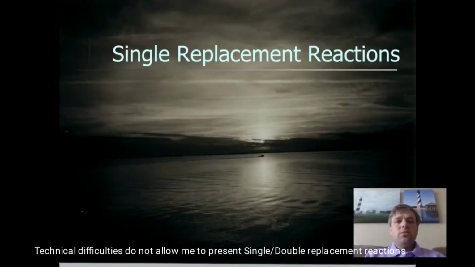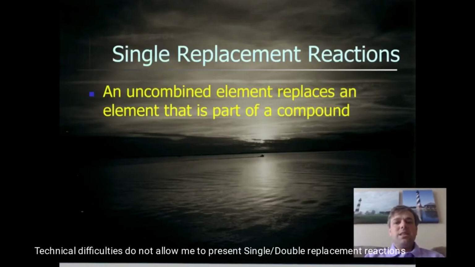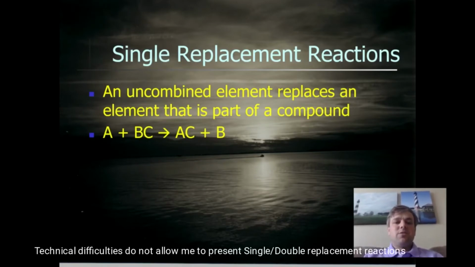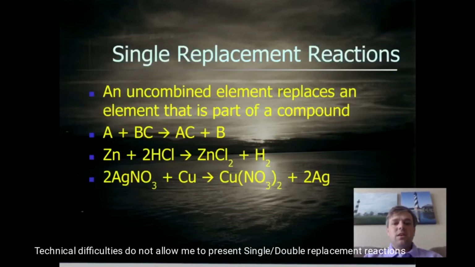In a single replacement reaction, this is where an element that is uncombined or single replaces an element that's part of a chemical compound. And they follow the general format of the single element A plus the compound creates a new compound plus something else that's single. So some examples of this are these two reactions. You have, for instance, zinc plus hydrochloric acid makes zinc chloride plus hydrogen.